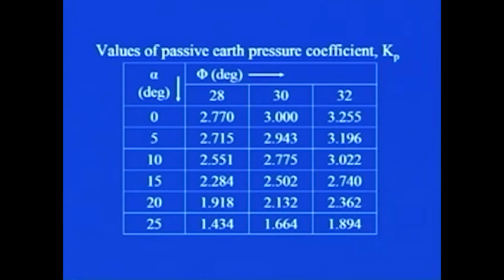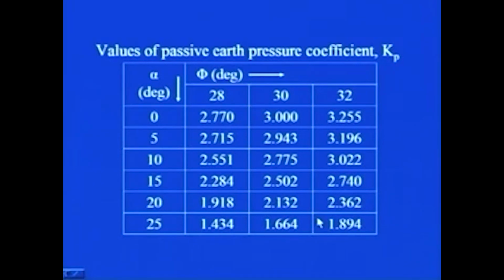I am showing you some of the typical values from those tables. So, you see here for different values of angle of inclination of backfill, that is 0, 5, 10, 15, 20, 25, and for different angles of internal friction. In this table I am showing it for 28 degree, 30 degree and 32 degree. You can have a look at how these Kp values are varying.